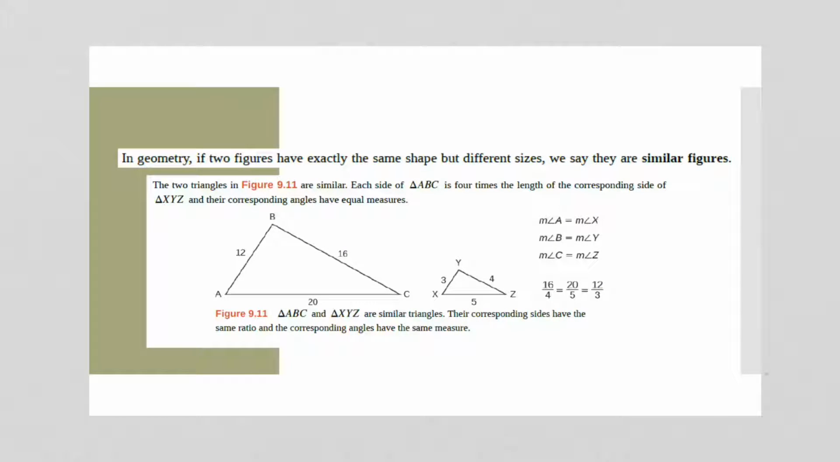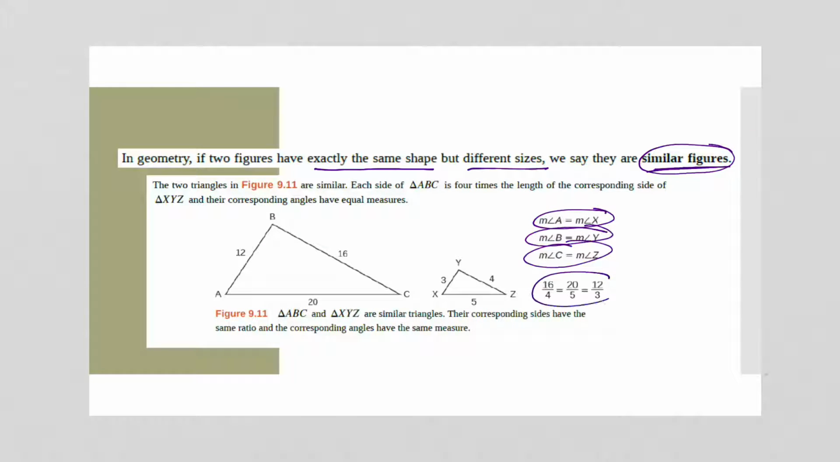Okay, so you might want to read through this page. The key word here is similar figures. So if they have the exact same shape but different sizes, we say that they're similar. And the thing about similar triangles is that their angles are equal, and their side lengths are proportional. Okay, so in this case, y is equal to b. That angle measure is equal. A is equal to x, z is equal to c, but their side lengths, if you'll notice, this triangle right here is 4 times larger than the smaller triangle. Every single side length is 4 times larger.